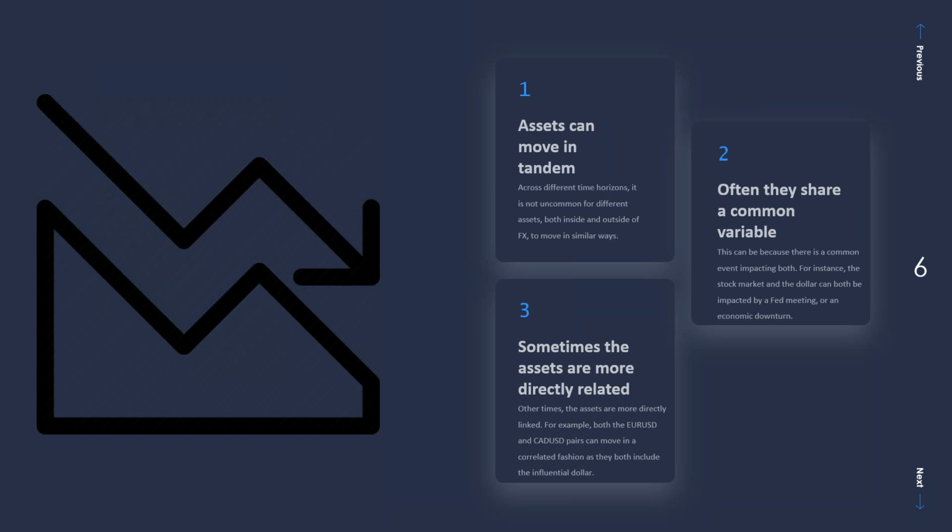And number three, sometimes the assets are more directly related. So aside from maybe an event impacting both, maybe there are just two different currency pairs that both share the dollar as part of their pair, right? Like I was saying earlier, euro dollar and pound dollar are historically well correlated. Well, they both share the dollar, and the dollar is probably the stronger of those two pairs, and kind of dictates the direction and movement. In addition, the other side of that is the pound and euro are well correlated and face a lot of the same economic issues as well.